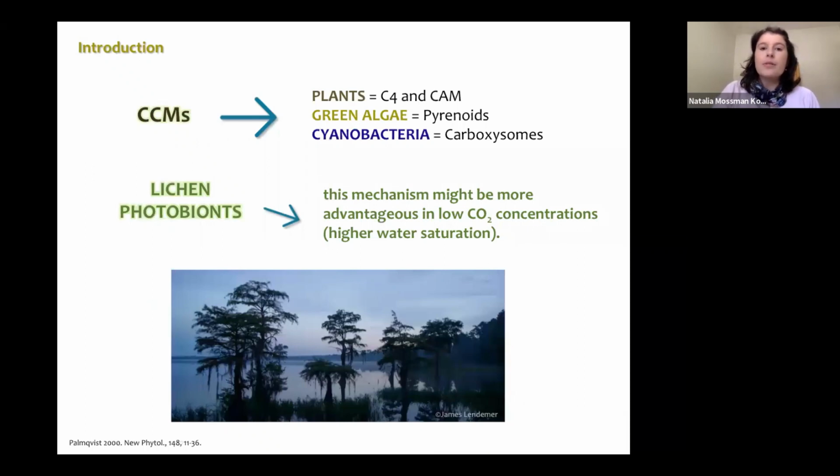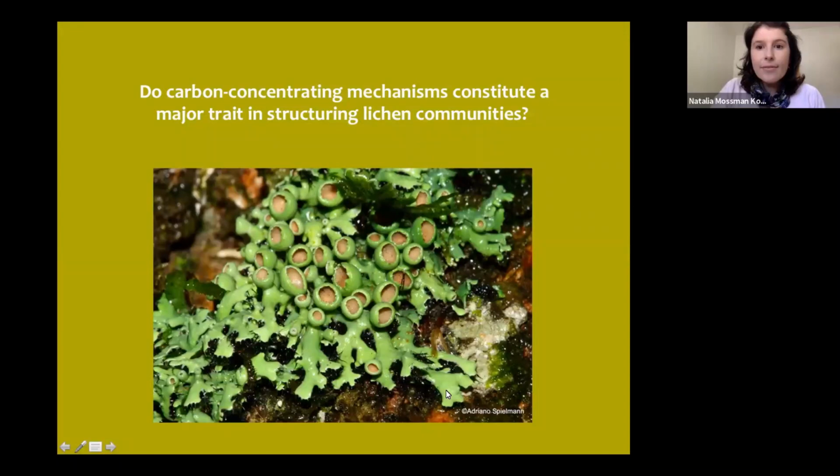Examples of CCMs are in plants, in green algae, and in cyanobacteria. In green algae they are the pyrenoids, in cyanobacteria the carboxysomes, and in plants the C4 and CAM photosynthesis types. Lichen photobionts with this mechanism might be more advantaged when they are in low CO2 concentration, which is the case of thalli with higher water saturation. So we have the question: do carbon concentrating mechanisms constitute a major trait in structuring lichen communities?